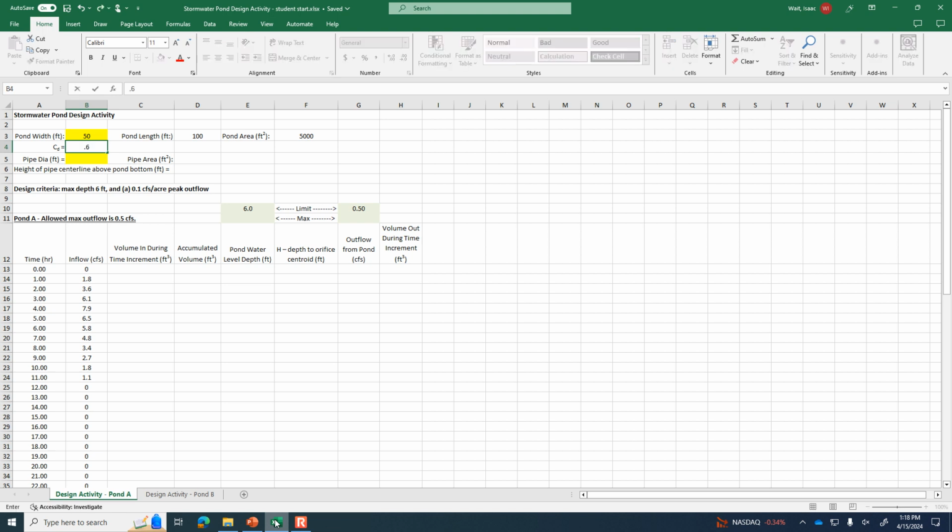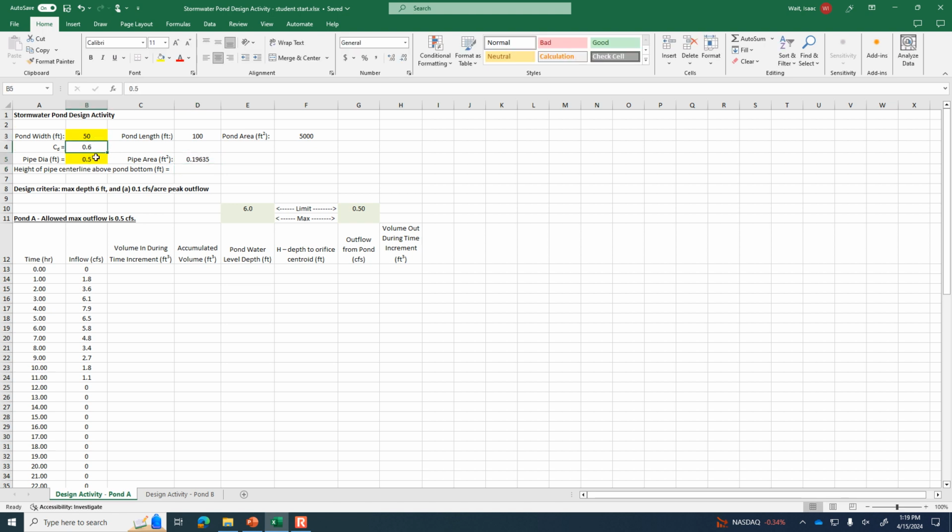So 0.6 is the coefficient of discharge, and the diameter, we don't yet know how big it is going to be. Here it's quoted in terms of feet. Let's say, what if it is a 6-inch diameter pipe? Then that would be 0.5 feet. Okay, so then the pipe area is pi times d squared divided by 4.